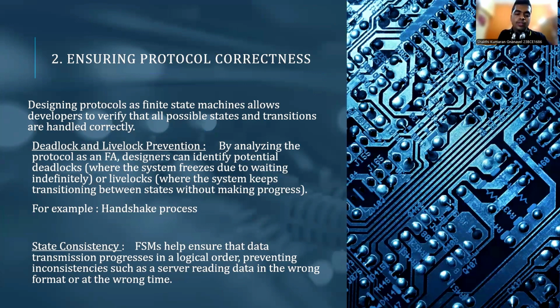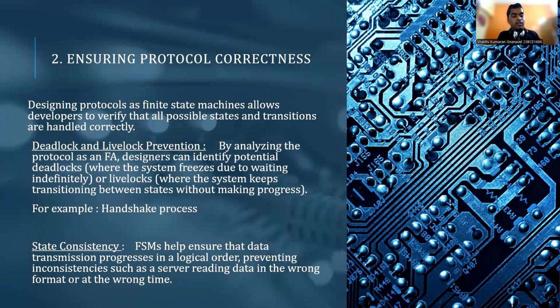Ensuring protocol correctness. Designing protocols as finite state machines allows developers to verify that all possible states and transitions are handled correctly. This ensures that the protocol behaves predictably and reliably even under unexpected conditions. By analyzing the protocol as an FA, designers can identify potential deadlocks, where the system freezes due to waiting indefinitely, or livelocks, where the system keeps transitioning between states without making progress. For example, in a handshake process, the system might get stuck waiting for a response that never arrives, which can be avoided with proper FSM design.